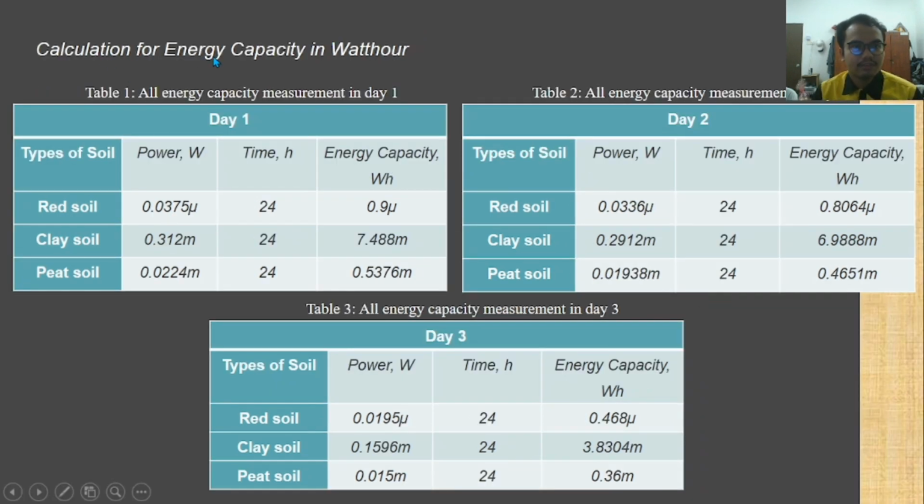Next is the calculation for energy capacity in watt hour. After we get the value of power, we can calculate the energy capacity, which is power times time in hour. When we get the power in every soil, we multiply with time in hour, which is 24 hours. 24 hours equal to 1 day, and then we tabulate the result in every soil, and divide in 3 days, which are day 1, day 2 and day 3.